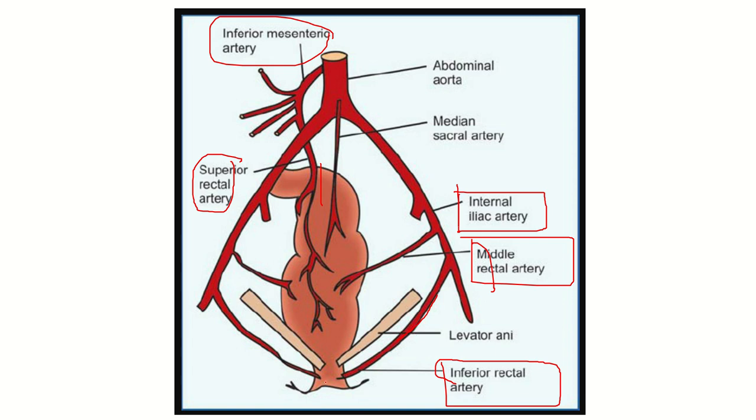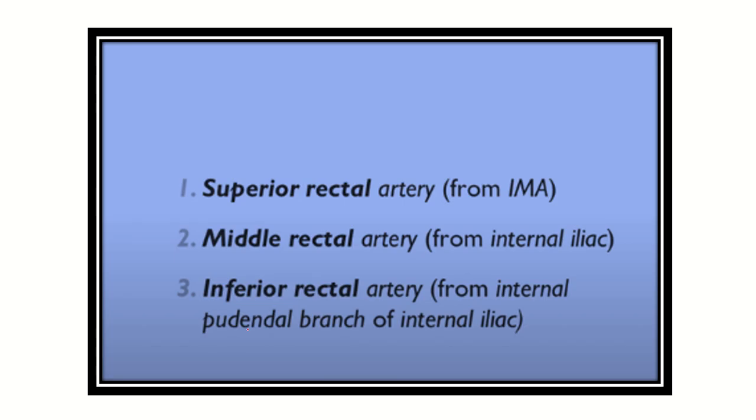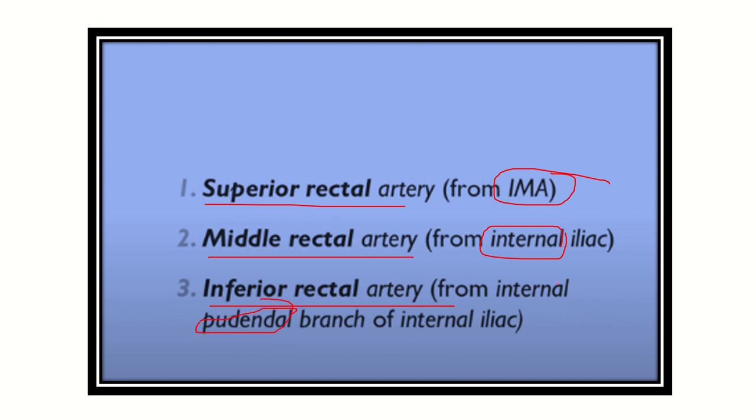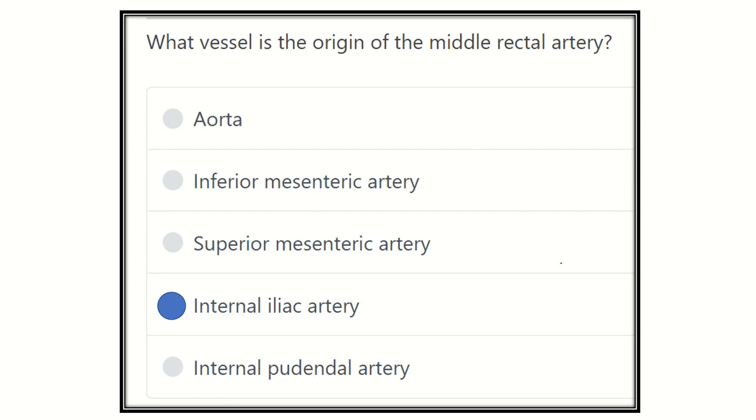So it is now clear, the arterial supply of the rectum. First of all, this is the superior rectal artery. It arises from the inferior mesenteric artery. Then the middle rectal artery arises from the internal iliac artery, and the inferior rectal artery arises from the pudendal artery, and this pudendal artery is a branch of the internal iliac artery. So it is now clear that the middle rectal artery arises from the internal iliac artery. So it is the answer.